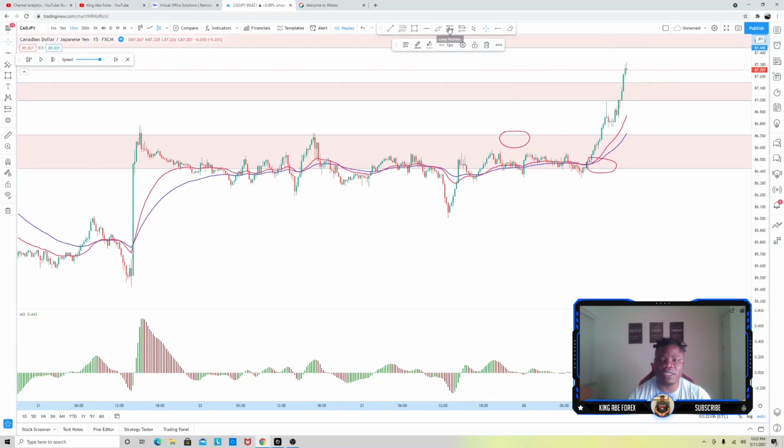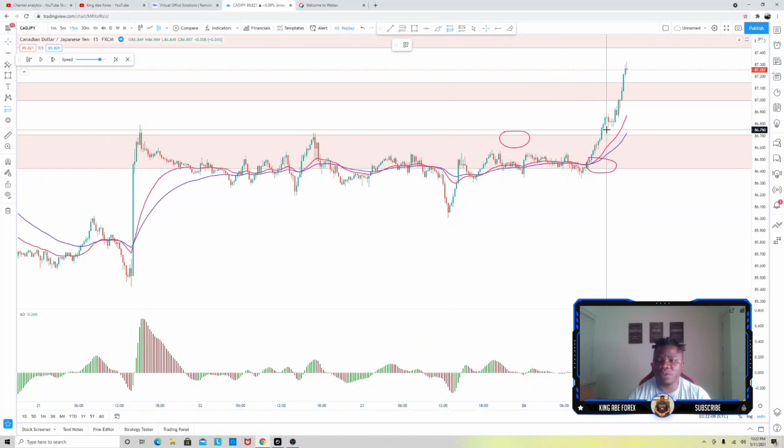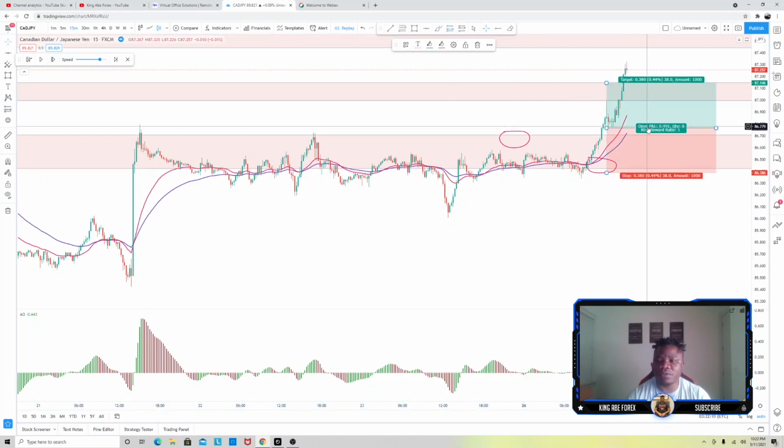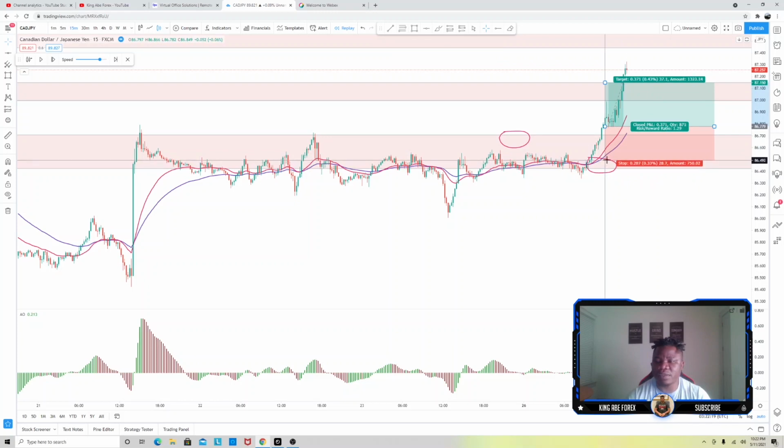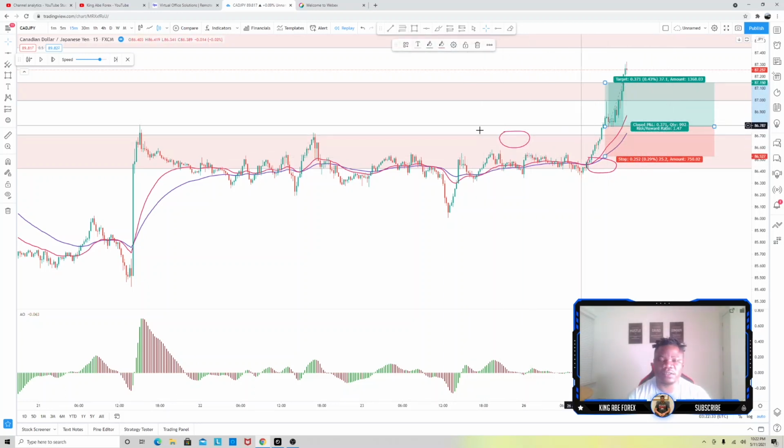Now let's see what our risk to reward ratio was for this trade. We got in right over here. We have our take profit right over here for 37 pips, and we could have set our stop loss right below this zone, let's say 25 pips. Our risk to reward ratio was 1 to 4. Very nice trade right there.